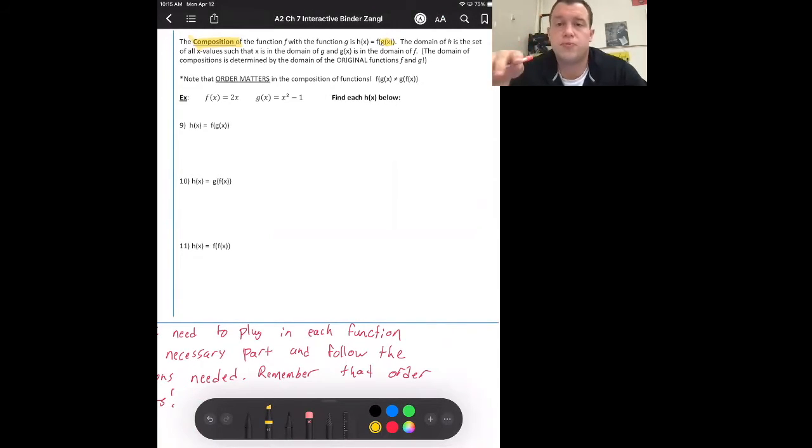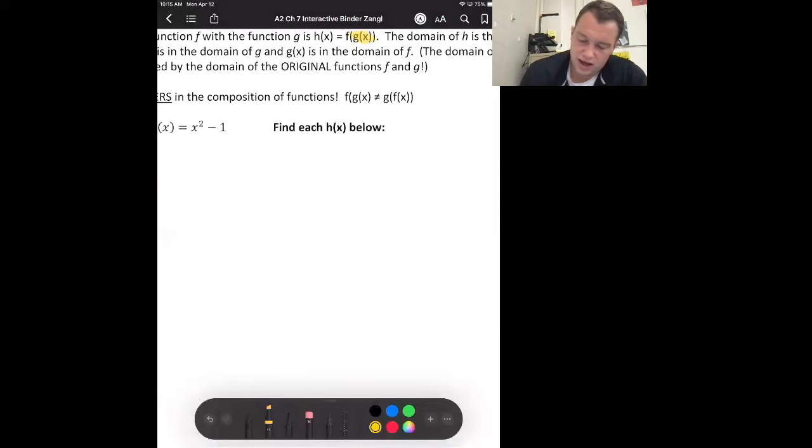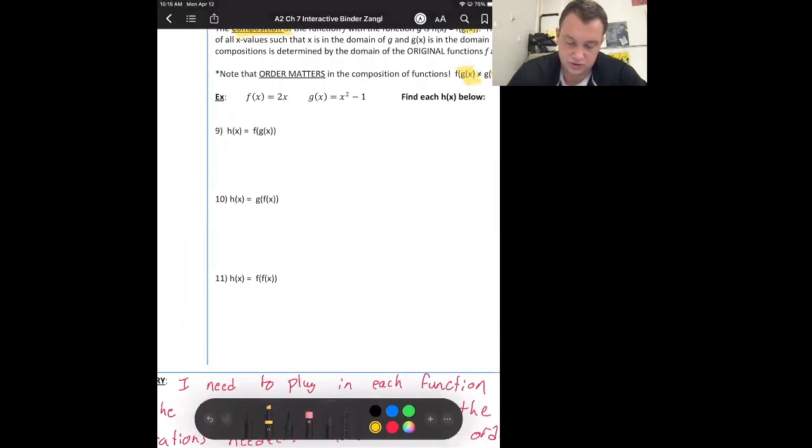Okay. And what's important here is that order matters. If you notice here, f of g of x is not the same as g of f of x, because the g is on the inside here and the f is on the inside there. So these two are not the same. Okay. And I'm going to talk about what this looks like.